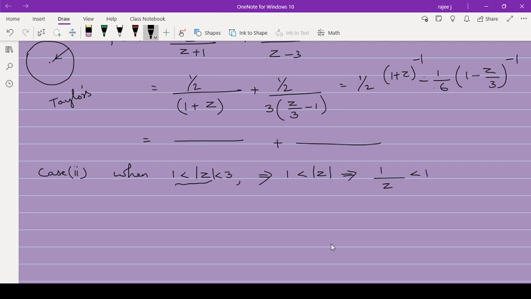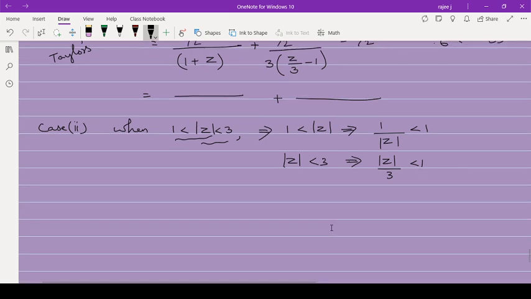Okay, 1 by mod z is less than 1 we will write, and then similarly for the second part we take z less than 3, mod z less than 3, that means mod z by 3 will be less than 1. So correspondingly f of z you need to change. So f of z is equal to 1 by 2 upon 1 plus z, plus 1 by 2 upon z minus 3, this is our function.